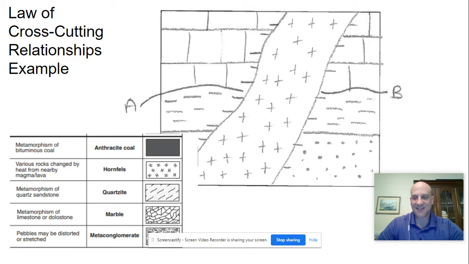I want to come back to this lesson diagram on the law of cross-cutting relationships to review a couple big ideas and show you something also important that you need to know, not mentioned in part one.